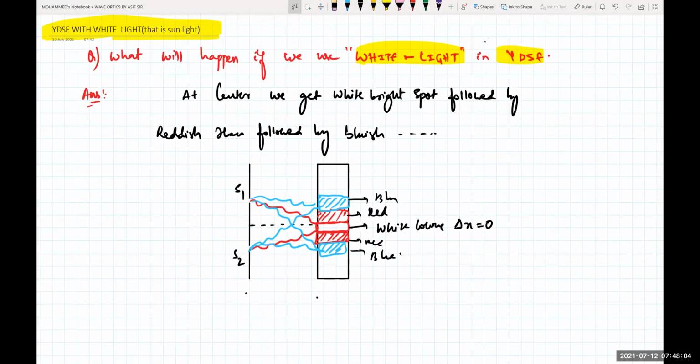Question is what happens if a white light is being used in the YDSE? At a central point, we'll be getting the white color. It is a combination of all the colors in the white. That means red color, violet color, everything. Delta x is equal to 0. Above and below, we are getting a reddish white violet color or reddish dark violet color in the downward direction, and the red dark bluish in the above. Like that, small variation colors will be formed in the given condition.